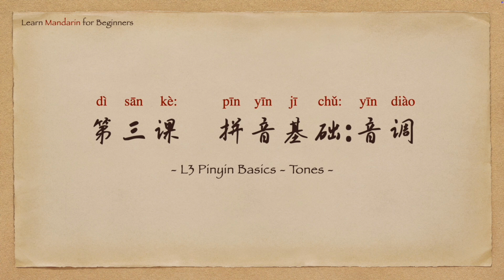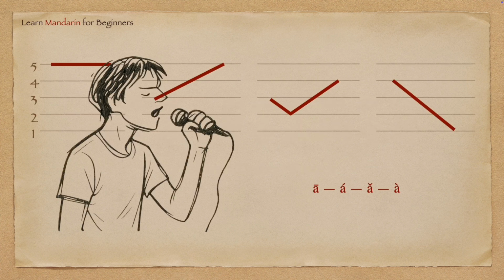第3课，拼音基础，音调。Lesson 3, Pinyin Basics, tones. Before we start, what are tones? Chinese Mandarin is a tonal language. This means that the pitch of your voice can change the meaning of a word, even if the pinyin spelling is the same. In Mandarin, there are 4 main tones, plus a neutral tone. In this lesson, we'll go through all of them one by one.